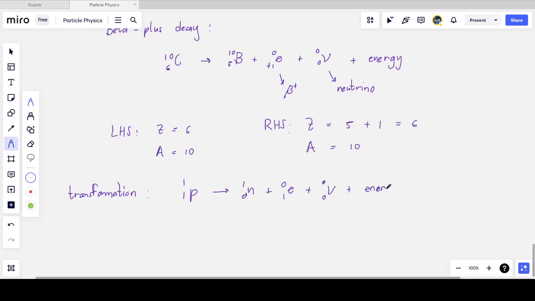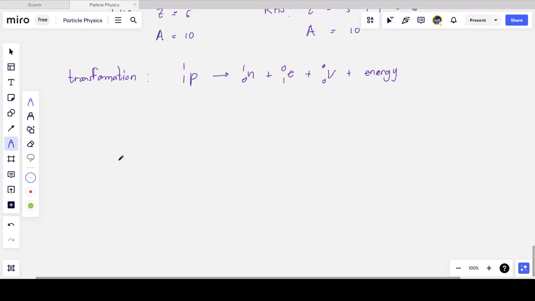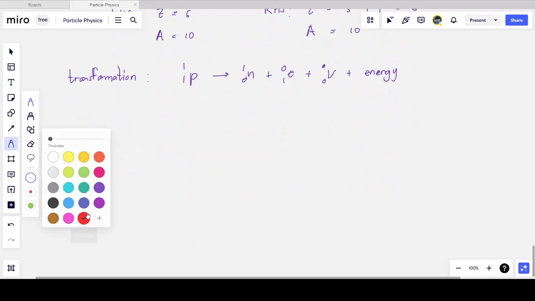So this is the transformation that happens inside an atom when beta plus decay occurs. Quite a weird interaction for a proton to suddenly become a neutron. But again, we'll maybe try and explain this a little later on if we're brave enough.